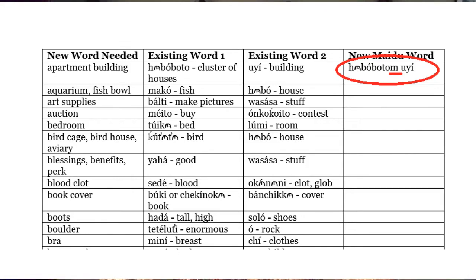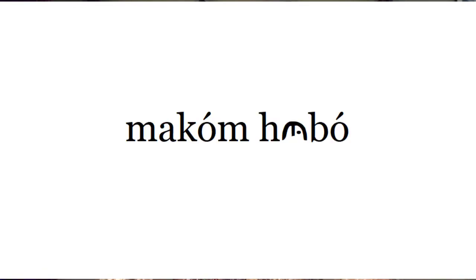Now let's go on to the next one. We don't have a Maidu word for aquarium or fishbowl. But if we take two words we do have, mako, fish, and hubo, house, we can make up that word. What will it be? Makom hubo, fish house. You see how it works?